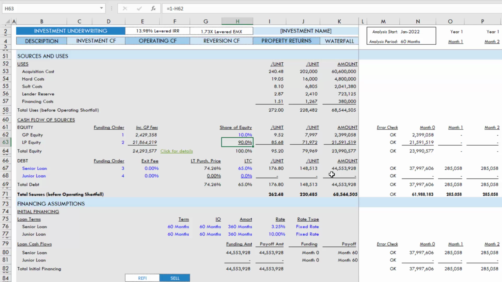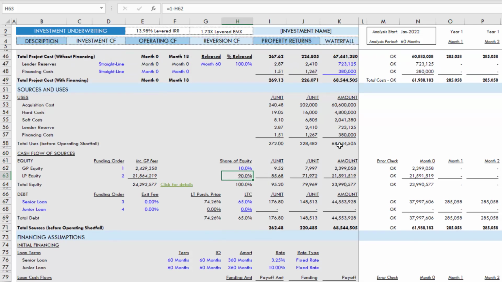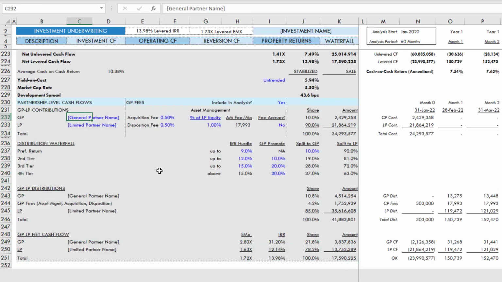based on the uses of capital, in this case, 68.544 million. And with a loan of 65%, we need just shy of 24 million of equity. Again, 2.4 million of that coming from the GP, the balance coming from the LP. So those are our contributions of capital.